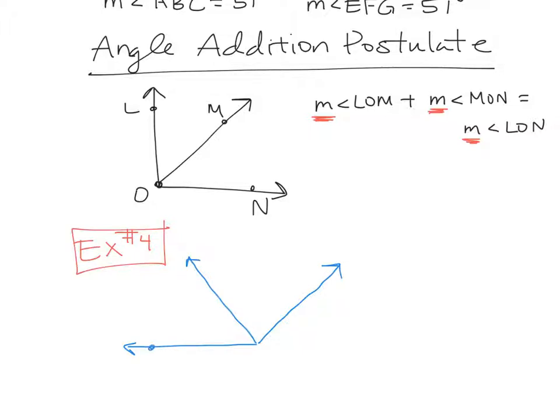So this is R. This is Q, this is T, this is S. If they tell us this is 4x minus 20, does that look like 4x minus 20 to you? My numbers are kind of choppy there. And then this one is 3x plus 14. Degrees. This is degrees also.